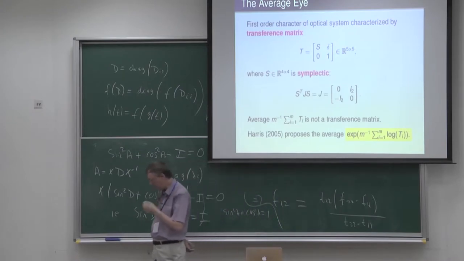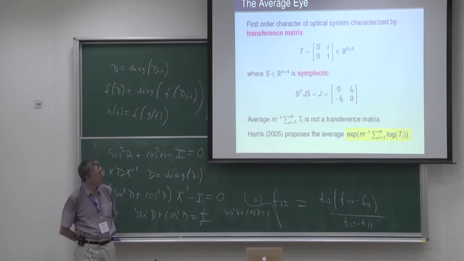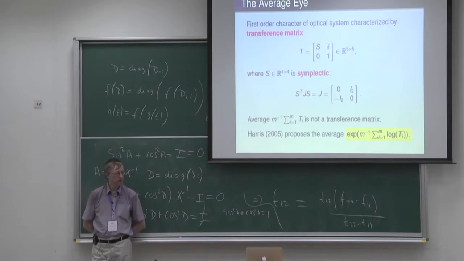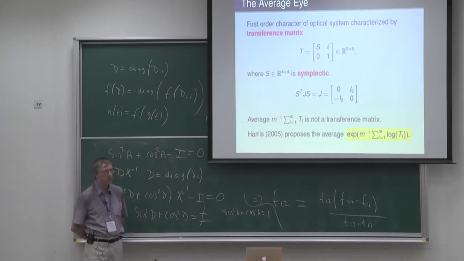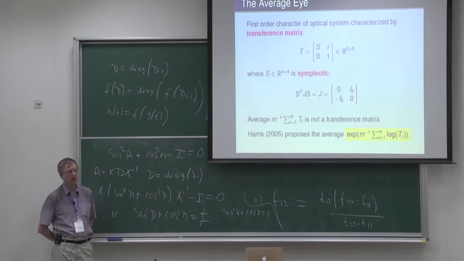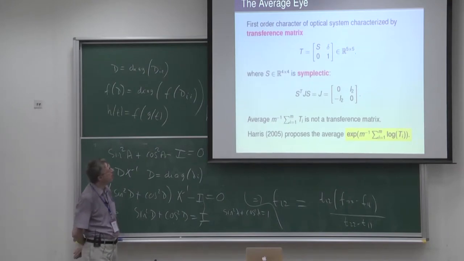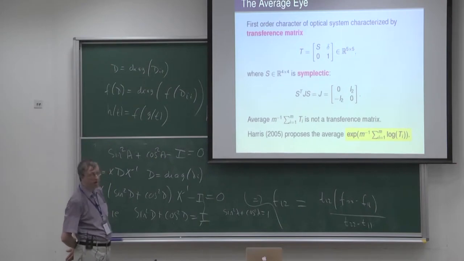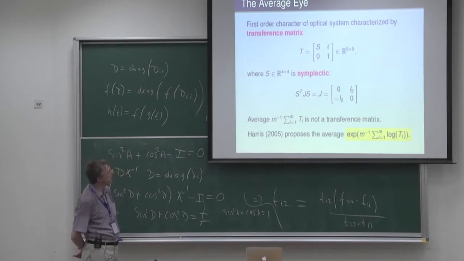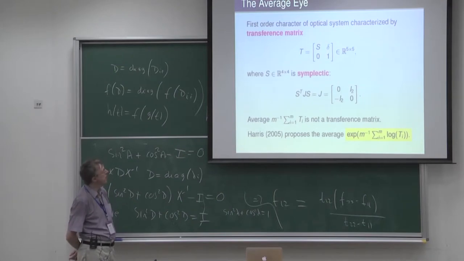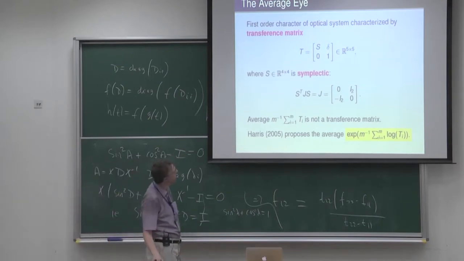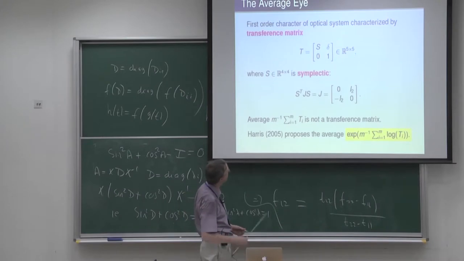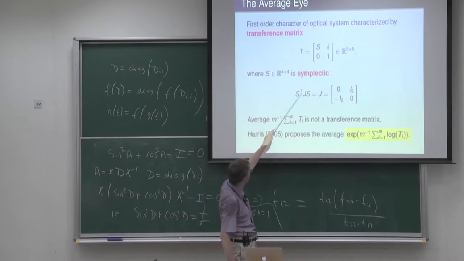Yeah, this is an interesting one. This came about through a professor of optometry in South Africa who a few years ago published a paper on this. He's interested in human eyes and characterizing the human visual system. Surprisingly, the way they like to do this is by a 5x5 matrix, so you've got a special structure here. T is 5x5, but in the top left-hand corner, it's got this 4x4 symplectic S.